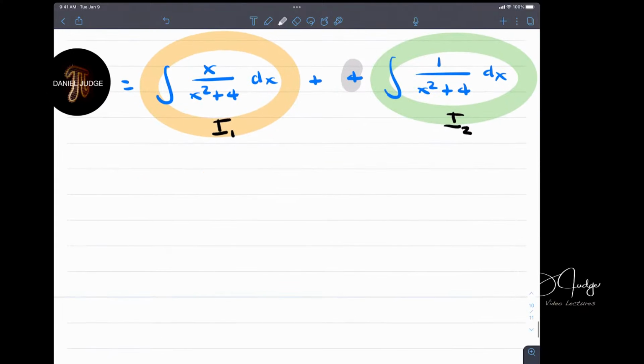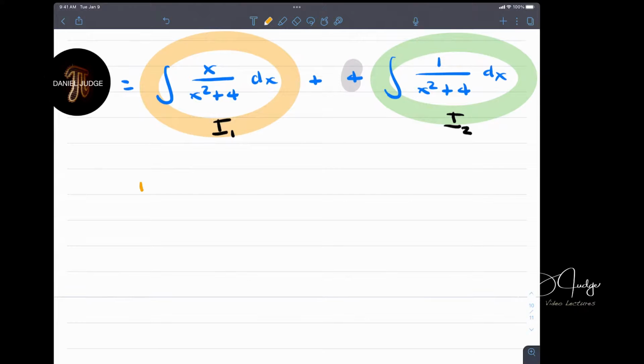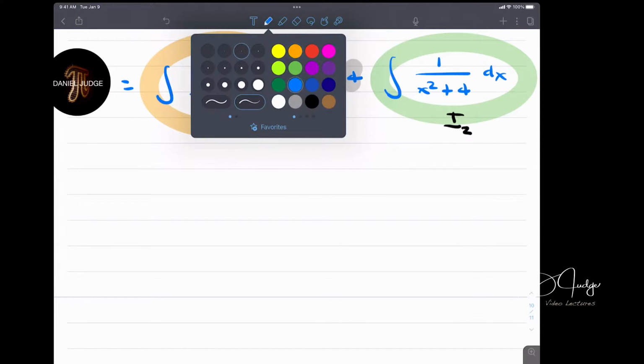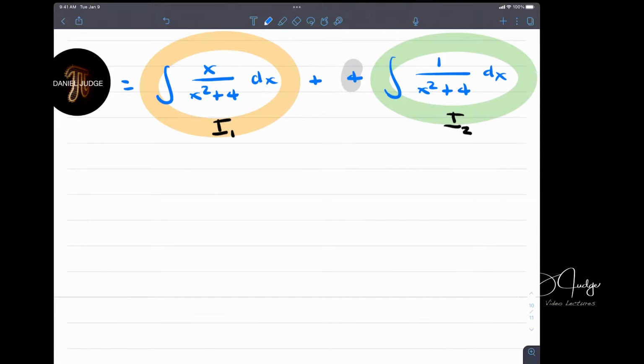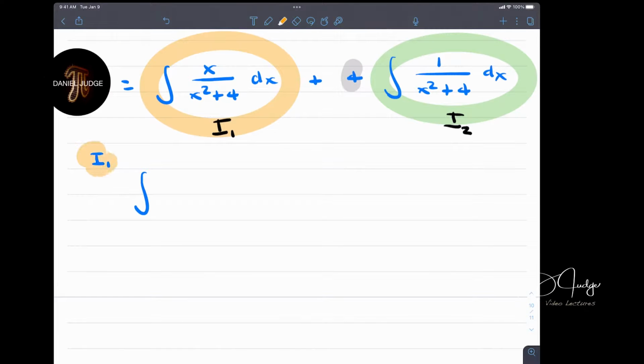Now I'm going to recommend you guys do these integrals separately. Let's keep it with blue. So I'm going to do the first one. Integral 1, I1: x over x squared plus 4 dx. Now the denominator, here's what we're going to say. We're going to let this whole thing be u. Okay, so this is u.